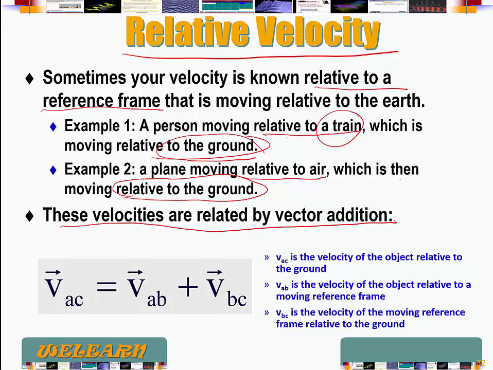Okay, and look at the notation. V of A relative to C is equal to V of A relative to B plus V of B relative to C. Okay, what you need to pay attention to: the object that's moving is the first index, the reference is the second. So when we do the vector addition here, the velocity addition, the object is in the first order here. It comes first in the indices.